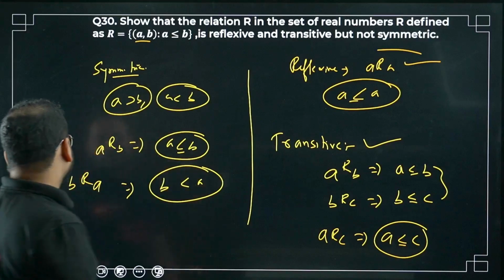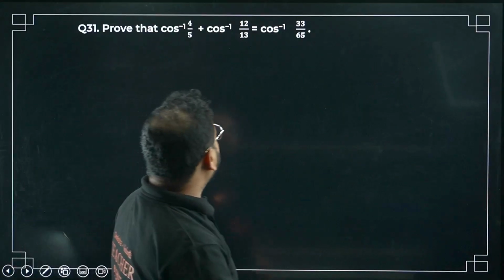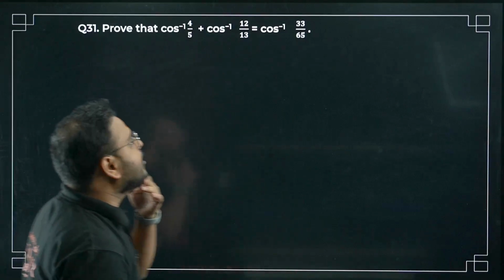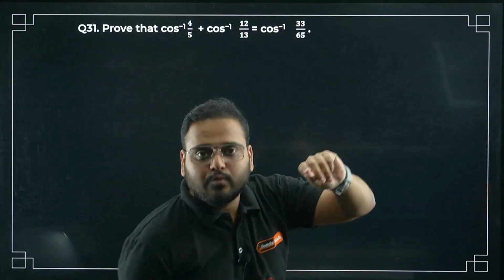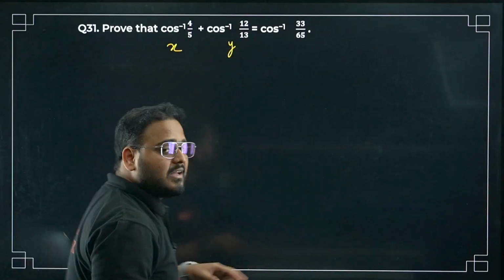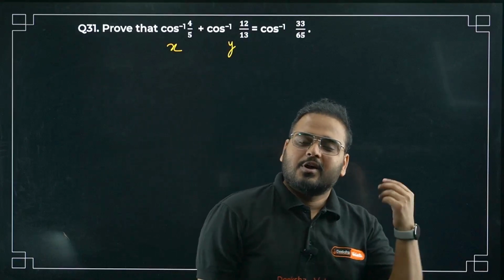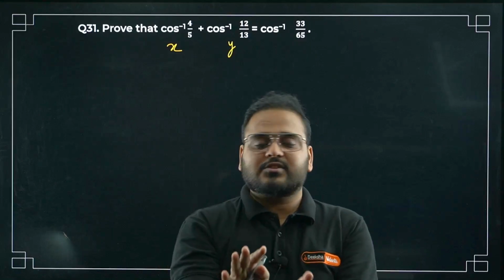Okay. Let's move on to question number 31. Prove that cos inverse of 4 by 5 plus cos inverse of 12 by 13 equals cos inverse of 33 by 65. We have to prove this statement. Let's do one thing. First assume this as x and this as y. The angles I'm saying. Why, sir, angles? If you know this, I have taught you this at multiple occasions. The result of inverse function is going to be what?